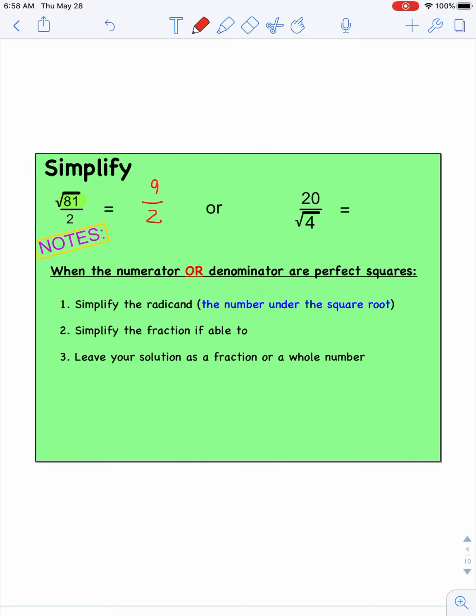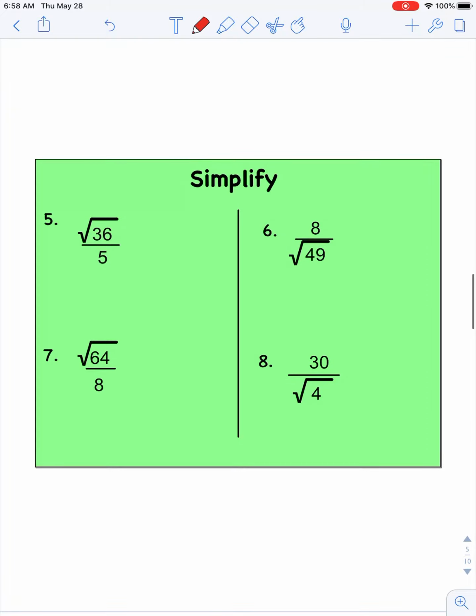Or in the second case, you have a perfect square that's on the bottom. So again, you're going to get 20 over the square root of 4, which is 2. Well, 20 over 2 can reduce to 10 over 1, or 10. So that's what the steps are: when the numerator or denominator are perfect squares, you simplify that perfect square first. Then you simplify the fraction if you're able to, and then leave your answer as a fraction, or if it reduces like 20 over 2 to 10, that's fine. So let's work through a few of these.